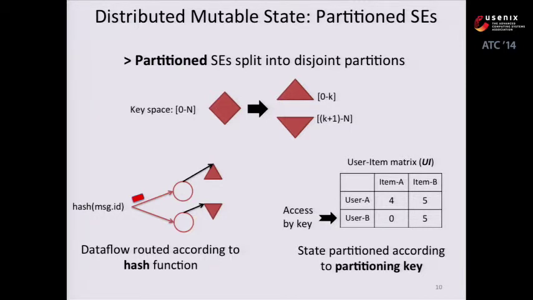So when you think about the online recommender system that I was explaining at the beginning, this is, for example, the abstraction that you want to use for the user-item matrix, where you could partition that matrix by row, which would then mean that each of the different parallel task elements will be handling a different subset of the users.